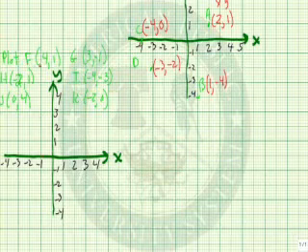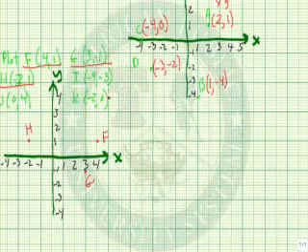Let's plot the point F, 4, 1. We start at the origin, go over 4 and up 1. So that would be the point F, 4, 1. G is 3, negative 1. We start at the origin. We go over 3 and down 1. So that would be G, 3, negative 1. H is negative 2, 1. We start at the origin, 2 to the left and up 1. That'll be H.